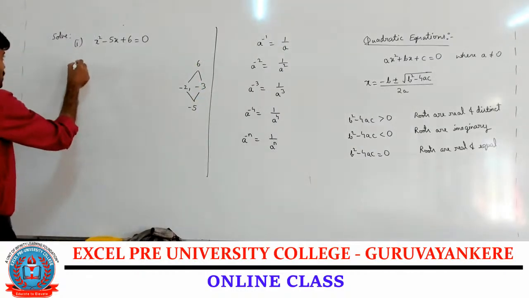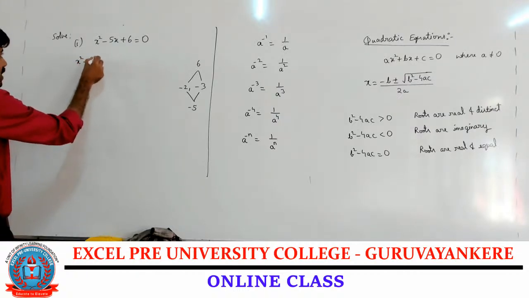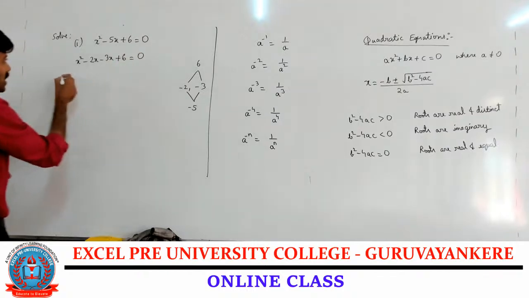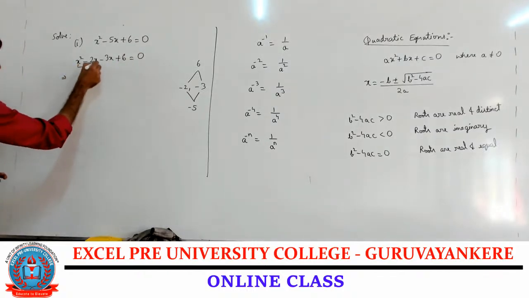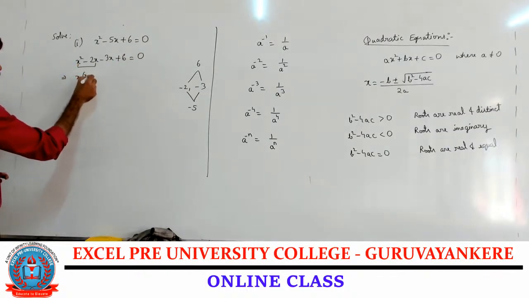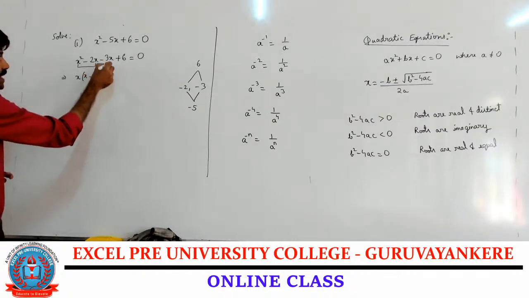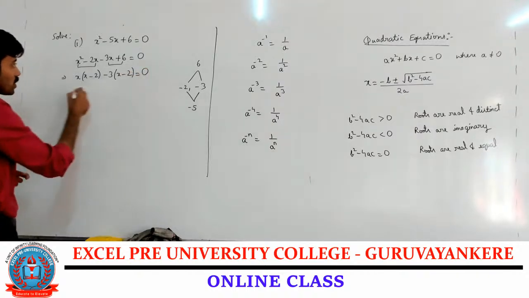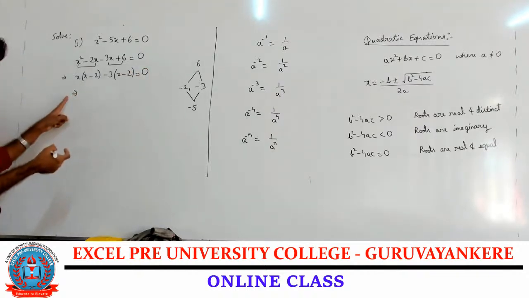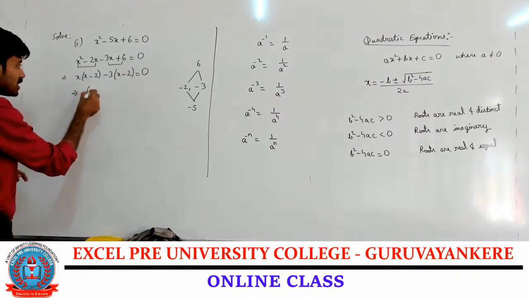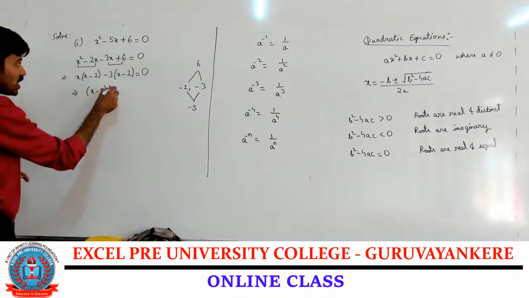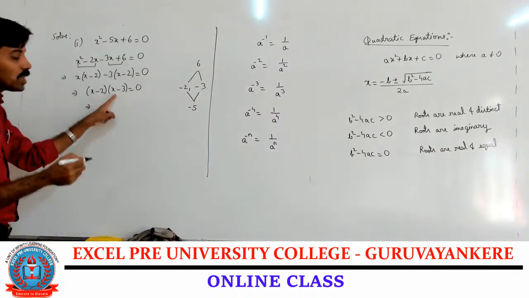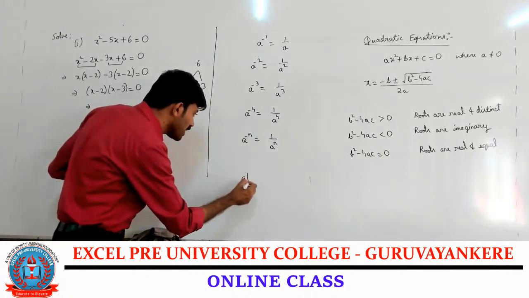So we can factorize this: x squared minus 2x minus 3x plus 6 equal to 0. Taking x common between the first two terms, x into x minus 2. Minus 3 is common between the third and fourth terms, minus 3 into x minus 2 equal to 0. This implies x minus 2 is again common: x minus 2 into x minus 3 equal to 0. A into B is 0. Also we can note this down: A into B equal to 0.